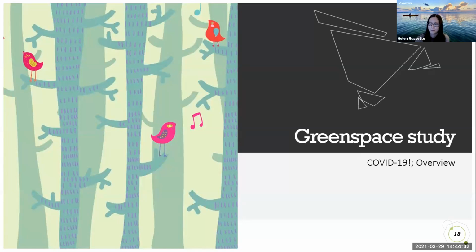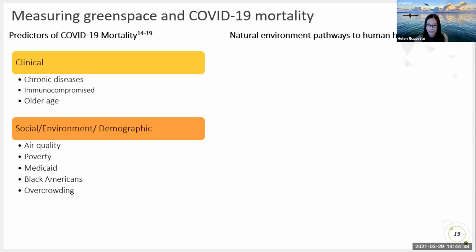Okay, so we're going to switch a little bit over to the green space study. As I mentioned, COVID-19 happened, and some of the predictors for COVID-19 mortality include chronic diseases such as hypertension, diabetes, coronary heart disease, being immunocompromised, having abnormal immunity, and being older in age. And then some social environment and demographic predictors include poor air quality, being low income, having Medicaid, being Black American, and overcrowding in the home. And this is not an exhaustive list. These were just some select predictors I wanted to share with you all today.